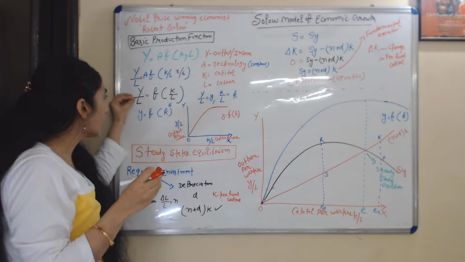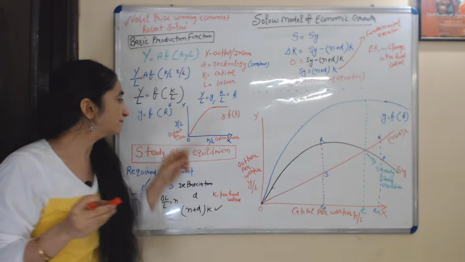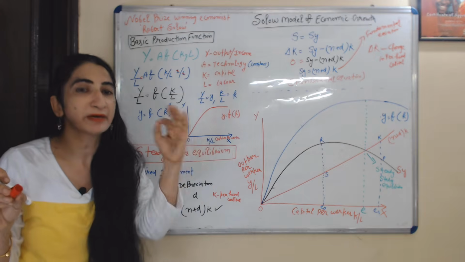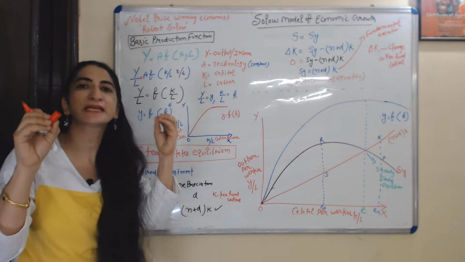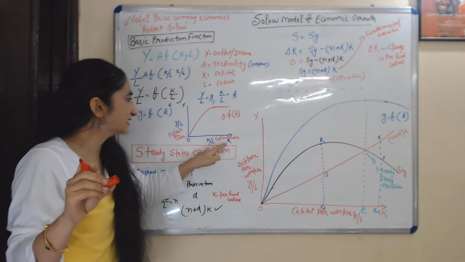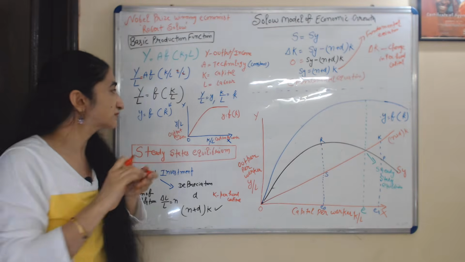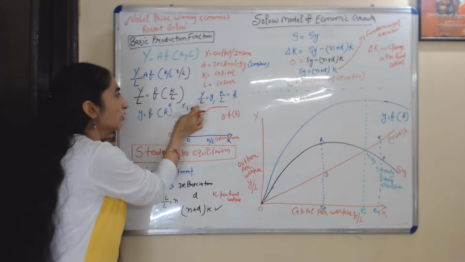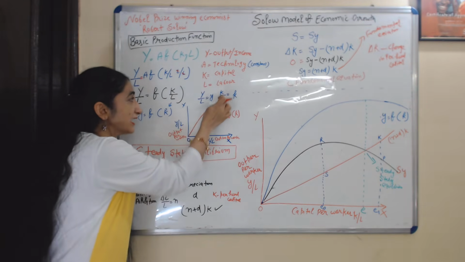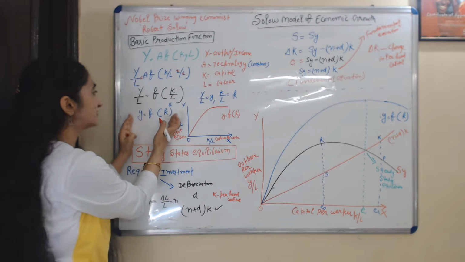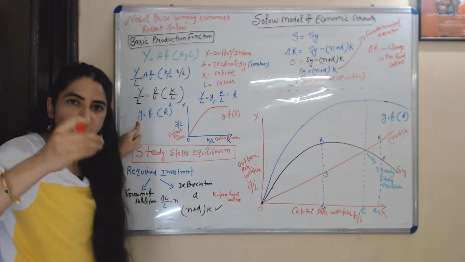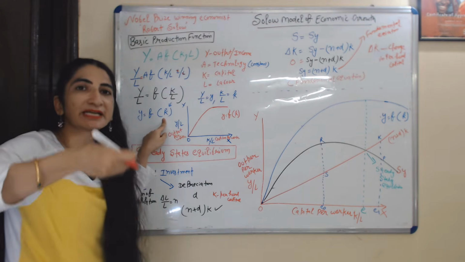What does Y over L mean? Y over L is simply our output per worker, and K over L is simply our capital per worker. For the sake of simplicity, we represent Y over L with small y and K over L with small k. Finally, we have this equation: y is a function of small k, where y is our output per worker and k is our capital per worker.